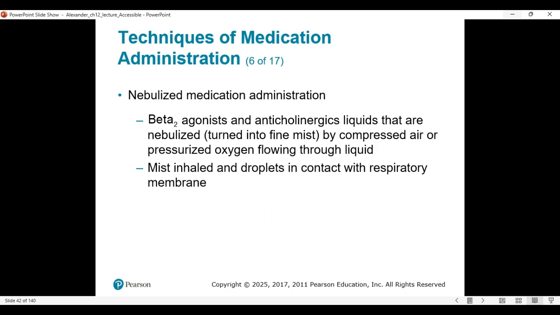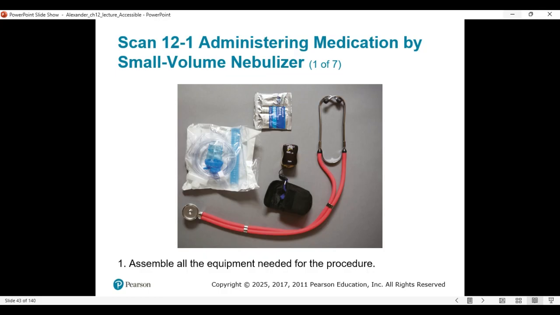Nebulized medication: beta-2 agonists and anticholinergic liquids that are nebulized. That means they're turned into a mist or a fog by the compressed air or the dual neb, inhaled in droplets in contact with the respiratory membrane. This is like a dual neb setup.